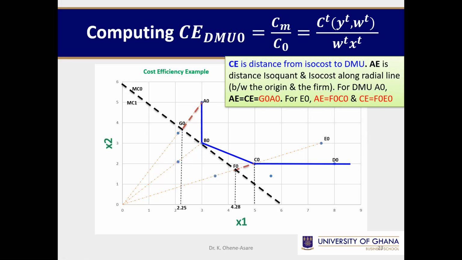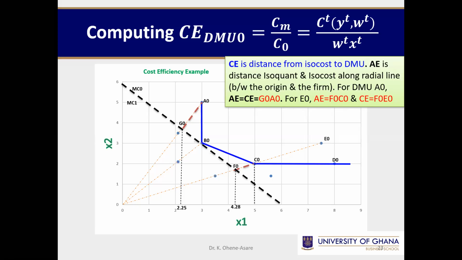What will be the allocative efficiency for C? Doc, this is the same thing. What same thing? Mention that same thing. It would be the same value as the cost efficiency, which would be 4.28 over 5. Good. What about E? Now we didn't do E for cost efficiency.